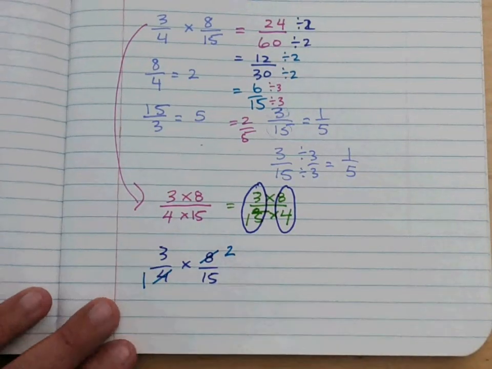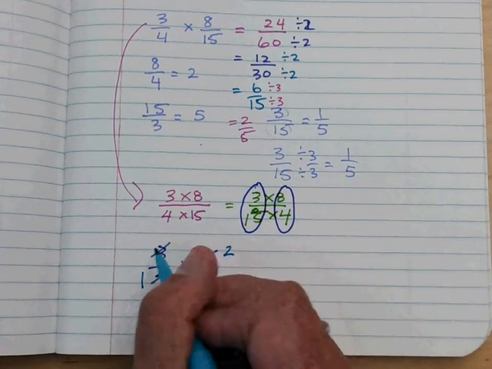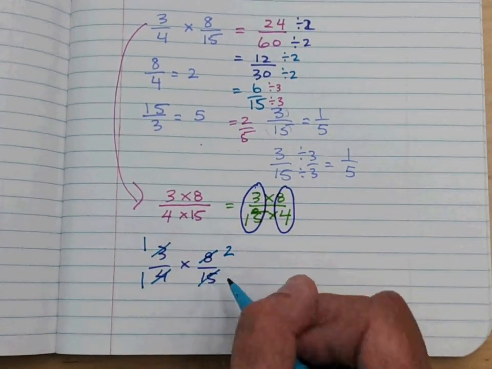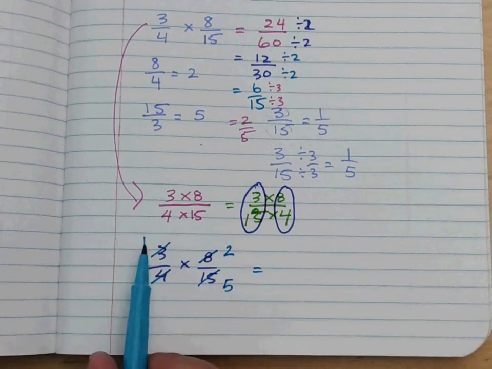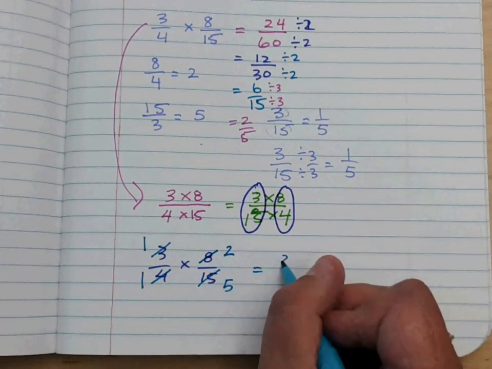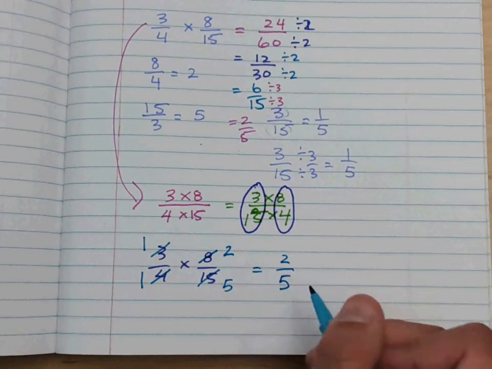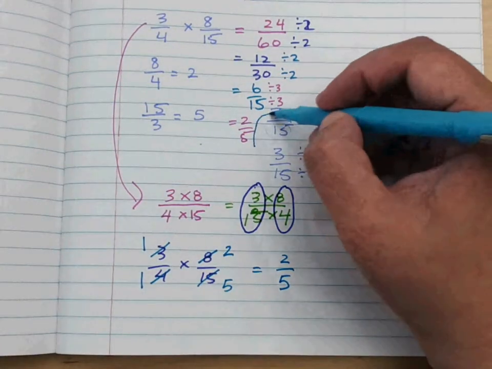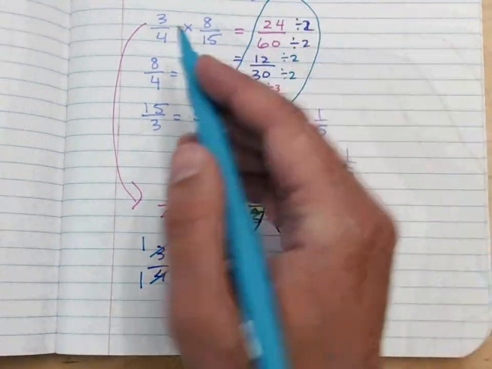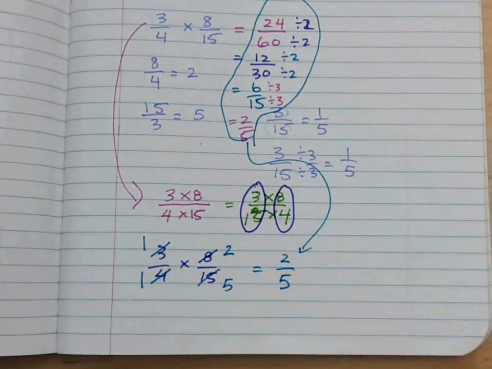What number goes into 3 and 15 evenly? 3. 3 goes into 3 once, 3 goes into 15 5 times. Now we have 1 times 2 is 2, and 1 times 5 is 5. How many people liked doing this, multiplying big numbers across and then reducing it down? Notice that we got the same answer.